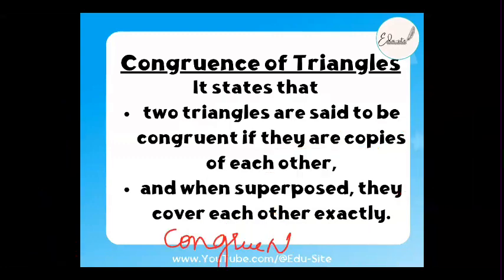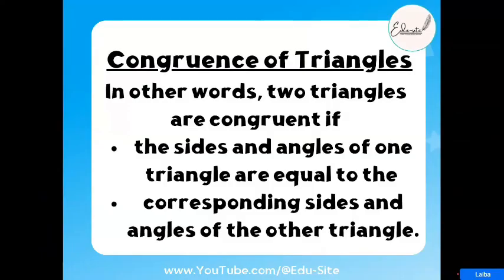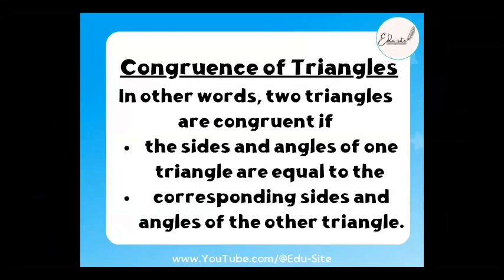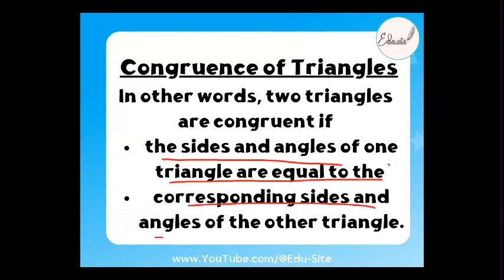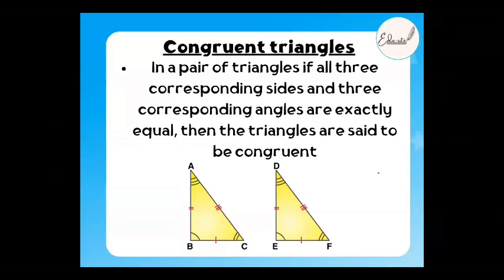Congruent. Come on, tell me what is congruency? What does congruency mean? Should be the same. Exactly the same. Exactly the same in terms of shape, in terms of size, in terms of everything. They should be the same, right? In other words, two triangles are congruent if the sides and angles of one triangle are equal to the sides and angles of the other triangle. That's all, okay?